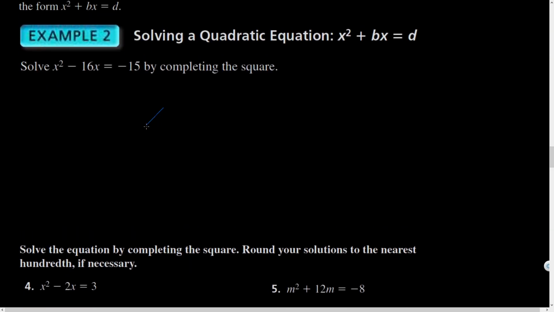Oh, I didn't give myself a lot of room here, did I? So let's find our new c term. That's going to be -16 divided by 2, all squared. That's equal to (-8) squared. Parentheses are important here, which is equal to 64. So I'm going to add 64 to both sides of this equation.